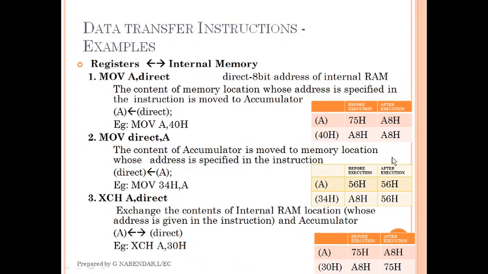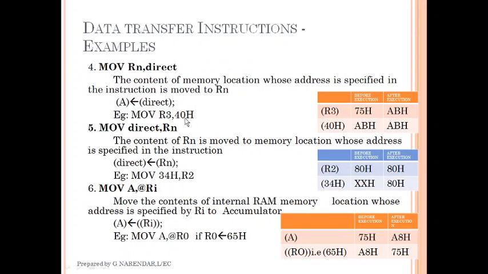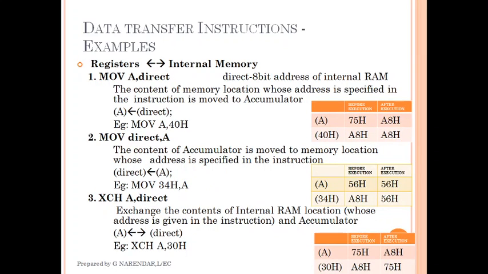So in general, when we are using a data transfer or move instruction, the data at the source is copied to the destination location, and the source data remains as it is, as the contents of source remain unchanged. So here you can see that the contents of memory location 40h remain as they are, at A8h.